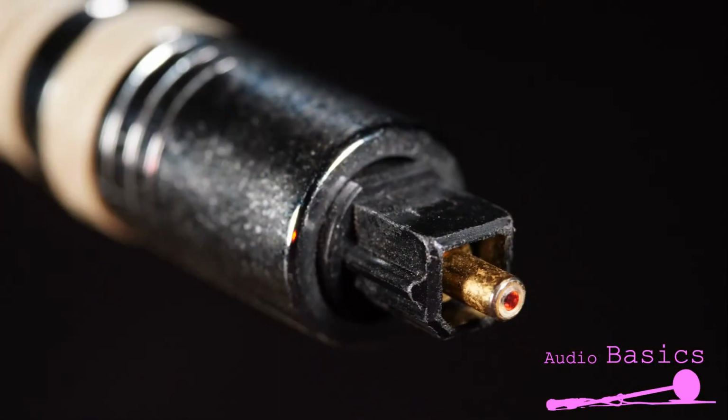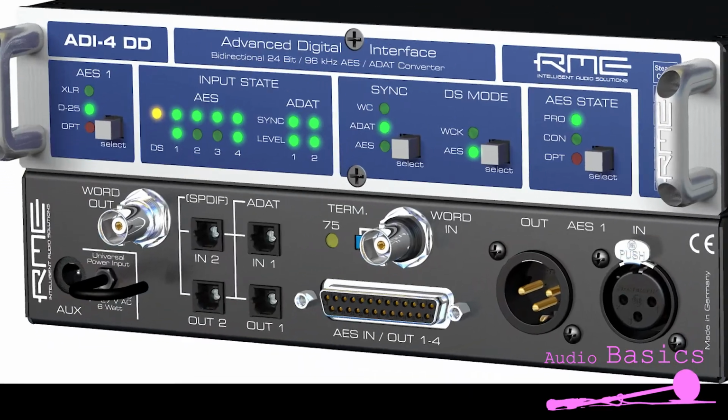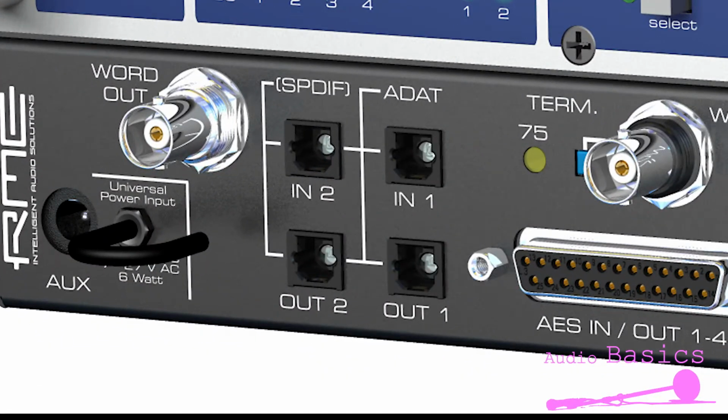The last digital audio cable I want to show you is the Toslink or ADAT optical cable. These utilize a fiber optic connection to transmit up to 8 channels of audio. Don't kink these cables. If you split the fiber inside, they're basically useless. You might see these connections in audio interfaces as a means of expanding your channel count.